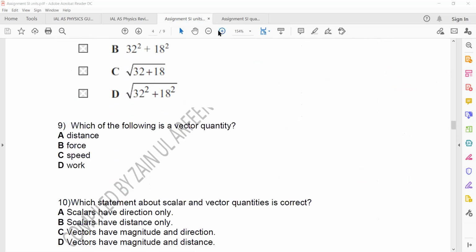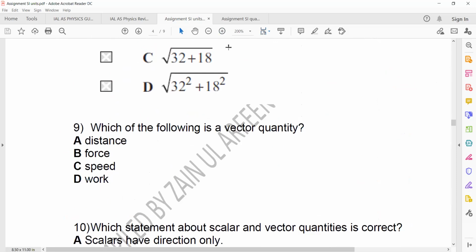Which of the following is a vector quantity? Which of them is a vector quantity? So in this one, the vector quantity is force. Force is a vector quantity.